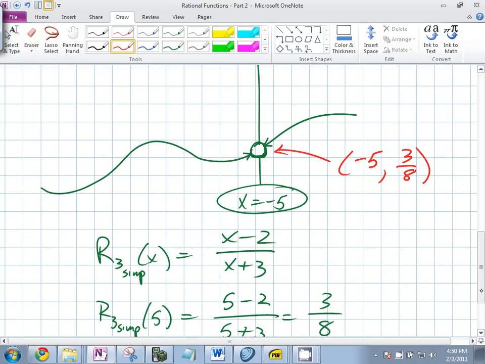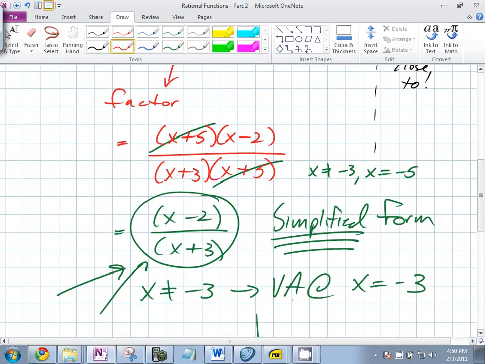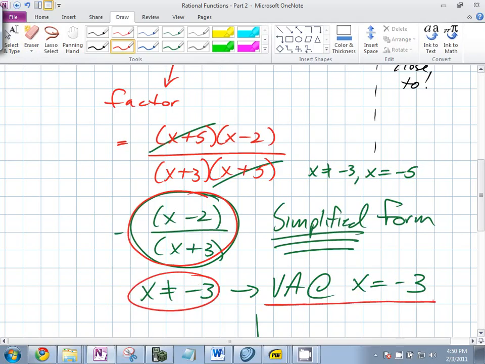So once again, to find the vertical asymptotes, you need to fully simplify your rational function and look at the domain of the fully simplified form of the original rational function. In this case, the original rational function simplifies down to x minus 2 over x plus 3, which has a domain of x cannot be negative 3, meaning there is a vertical asymptote there.